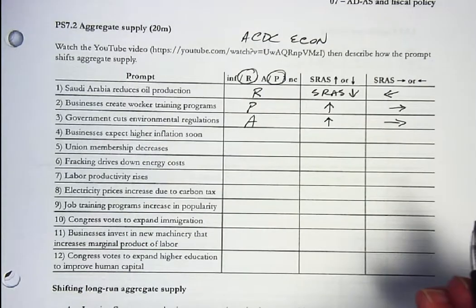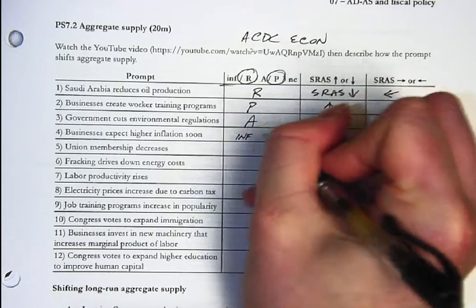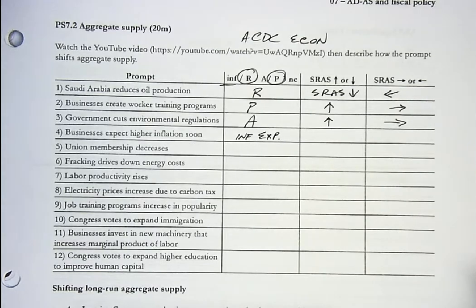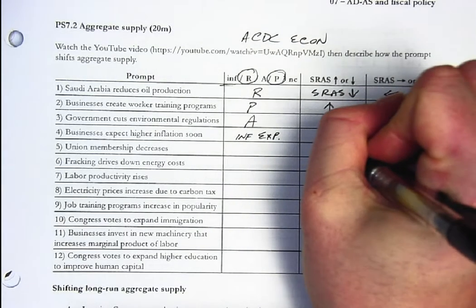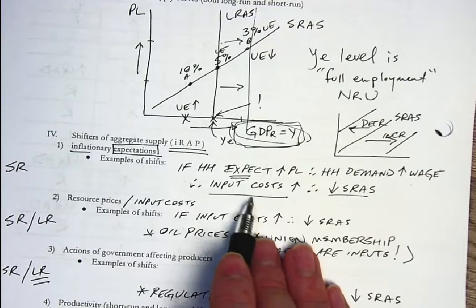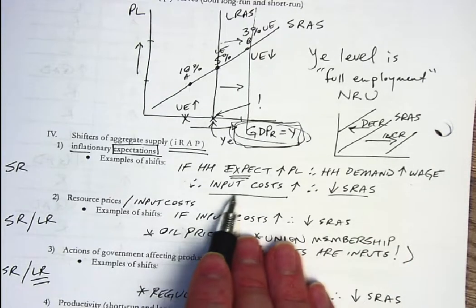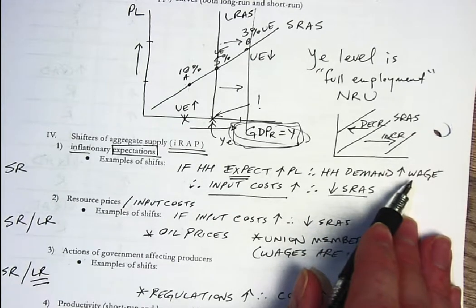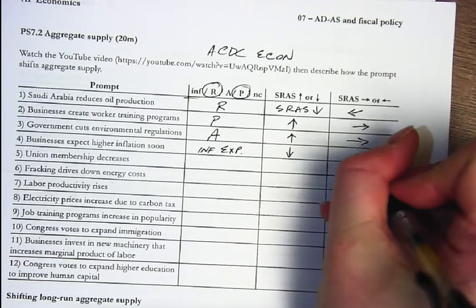Businesses expect higher inflation soon. So this one is an inflationary expectation. Okay. And if you expect higher inflation soon, then that will cause you to pass that higher cost to the next level here. So it would reduce aggregate supply. Let's go back for a second here. Here we have inflationary expectations. If we expect higher price levels, then that will reduce aggregate supply because of the higher input costs. When people start showing up and saying, I want more wages, I want more for my supplies and things like that, that's going to reduce aggregate supply, inflationary expectations.